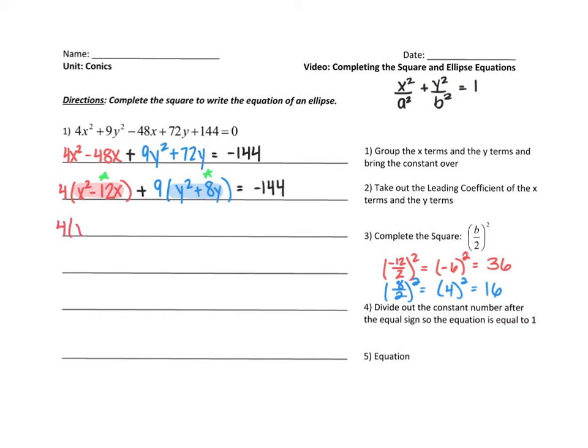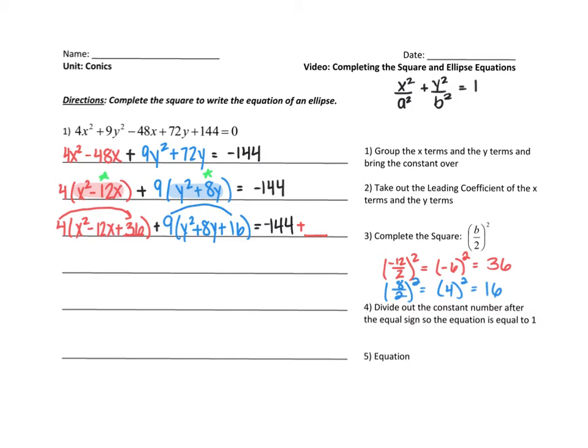So we've got 4x squared minus 12x, now plus 36. That makes this a perfect square trinomial. Then we're going to do that with the y's, y squared plus 8y, then plus 16 equals negative 144. Now, normally I would say whatever you add to one side, you have to add to the other. But because there's a 4 in front, we have to make sure that we are multiplying it by the 36. So watch. We're going to do 4 times 36, and that answer goes here.